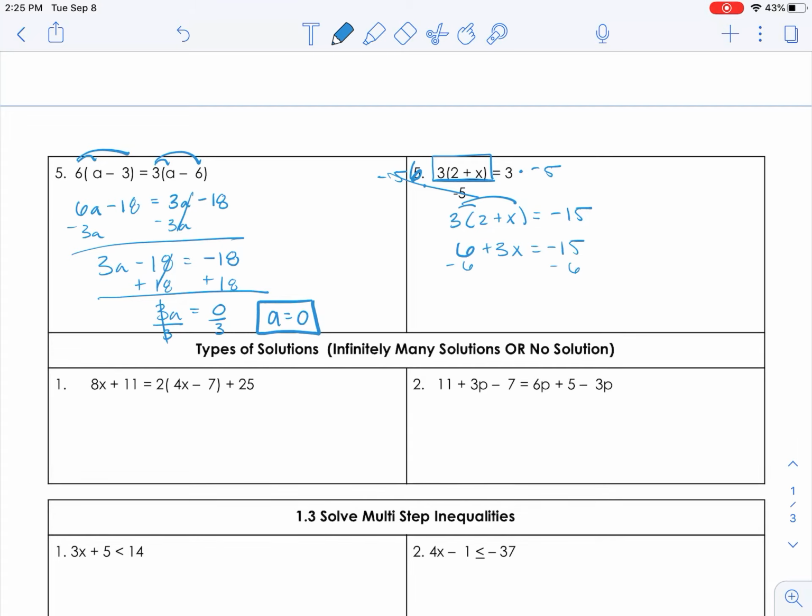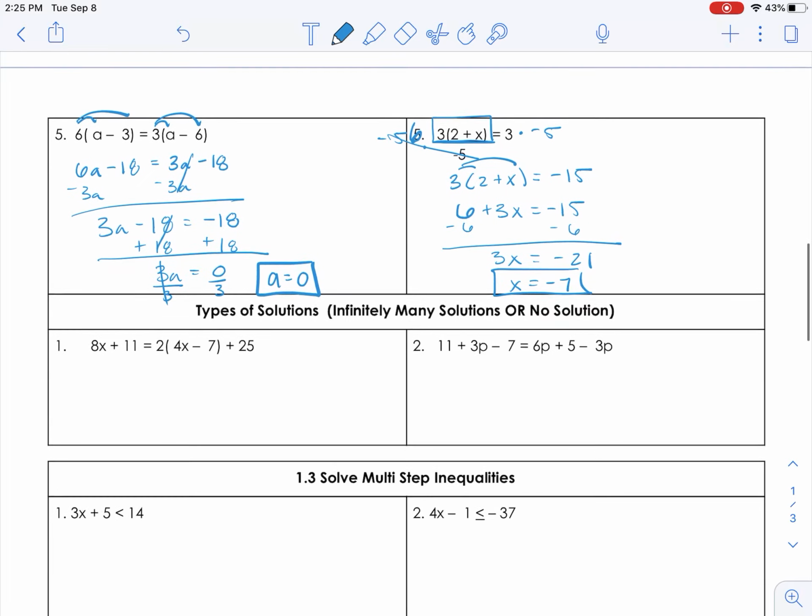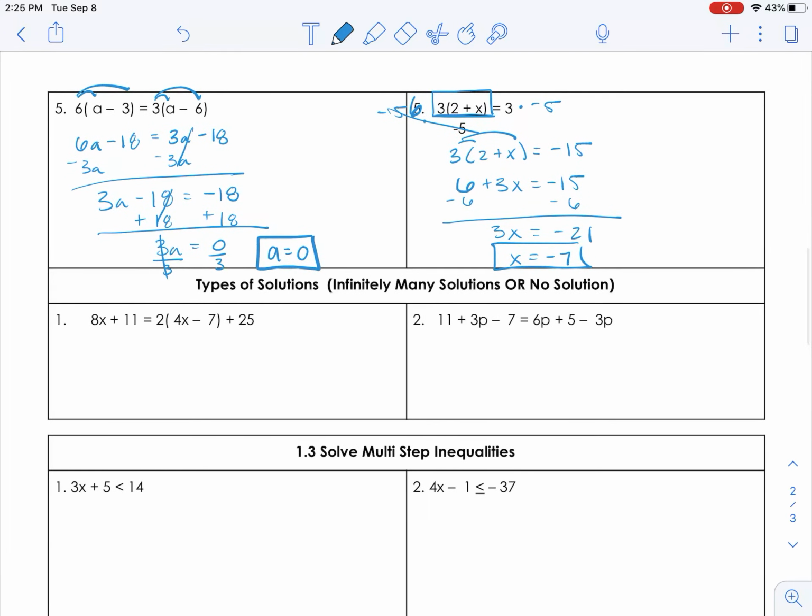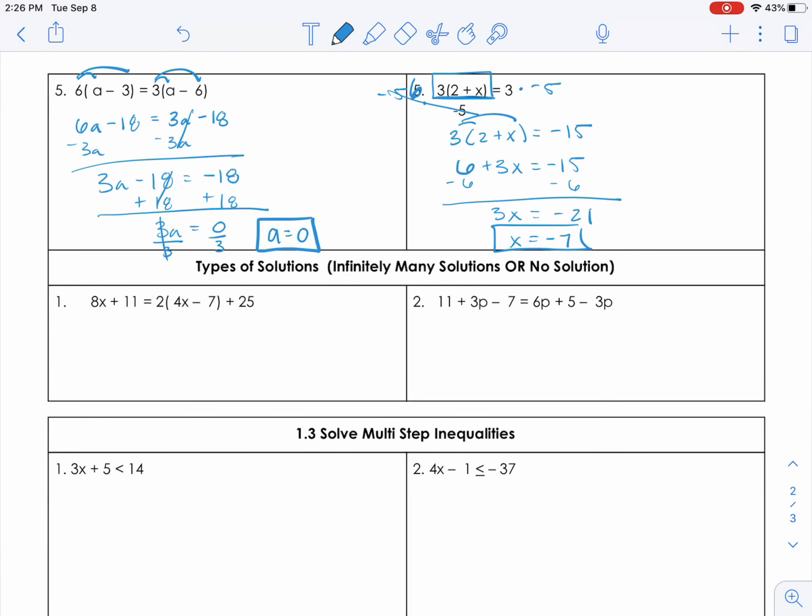We'll undo our addition. 3x equals negative 21. And we'll divide by 3, and so x equals negative 7. The next ones are some special cases or some different types of solutions. So again, we'll do don't call me after midnight.